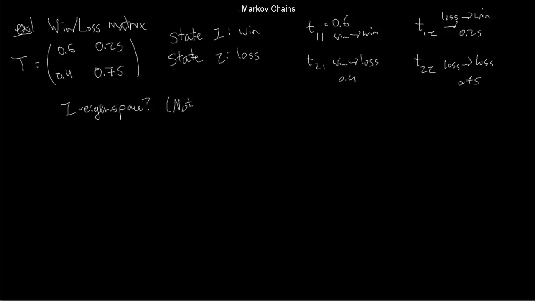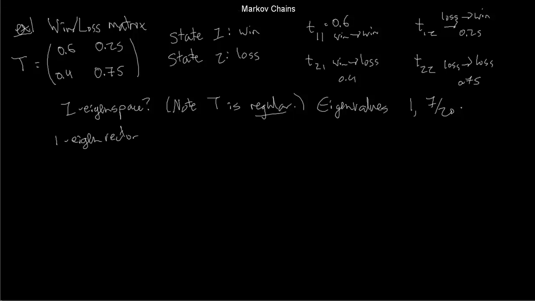So if you look at this particular matrix, you can observe first that it's regular. How do I know it's regular? How do I know that some power has positive entries? Well, how about k equals 1? It's regular because it already has all positive entries. So the one eigenspace exists. In fact, you can compute easily that the two eigenvalues are 1 and 7/20.